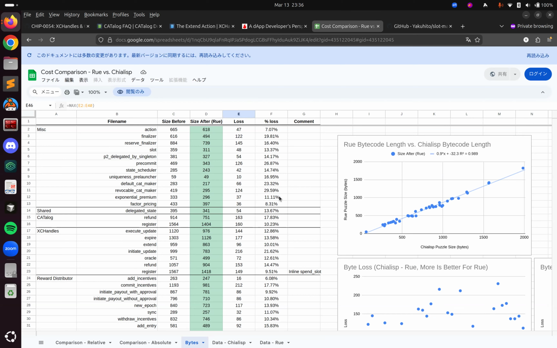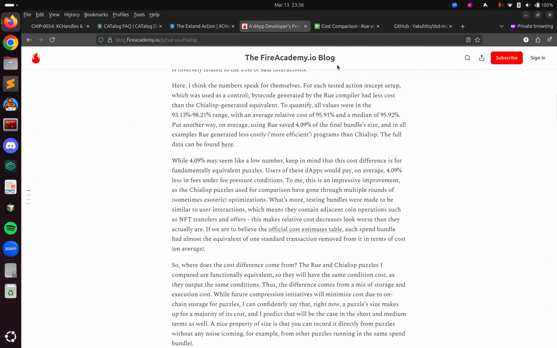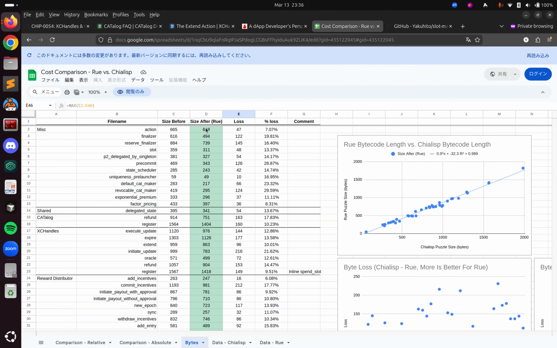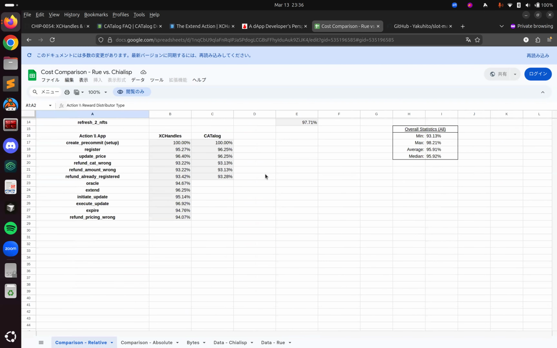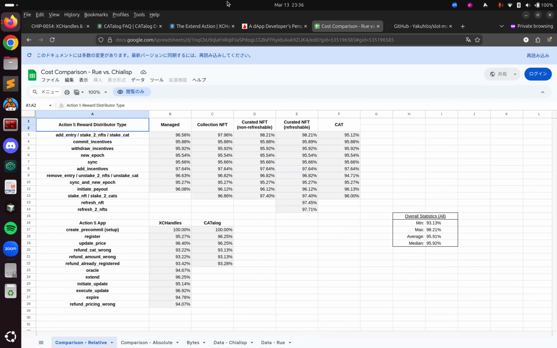And after the comparison, there seems to be a very strong case for Rue, and the comparison itself, there's been a blog post which is linked in the CHIP, and there's also these comparisons for every single puzzle. It got smaller, and also when comparing interactions as a whole, there seems to be a reduction in overall cost. So the latest version of the puzzles is written in Rue, and I think it's nice if you want to review it because I also find it slightly easier to read if you are coming from other programming languages.